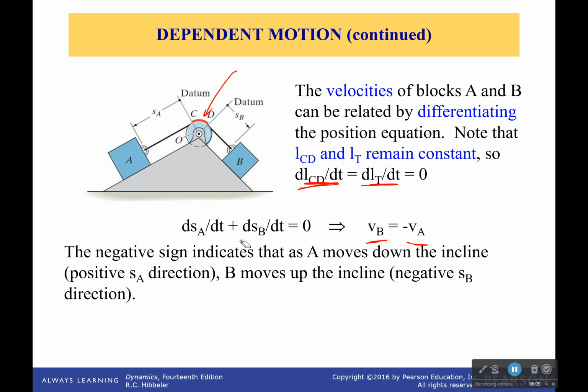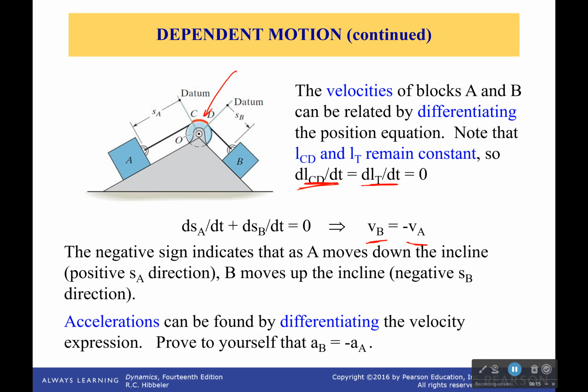And of course, our negative sign indicates that as one moves down the incline, the other moves up the incline, or vice versa. And of course, we can get our acceleration in a very similar way by, once again, differentiating velocity. No weird components here. Just take our time derivative and it pops out as dv/dt is equal to our acceleration.